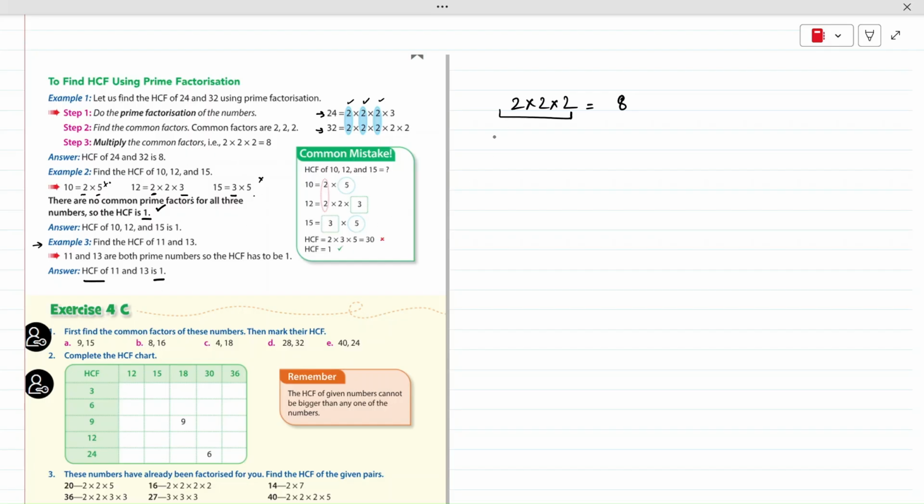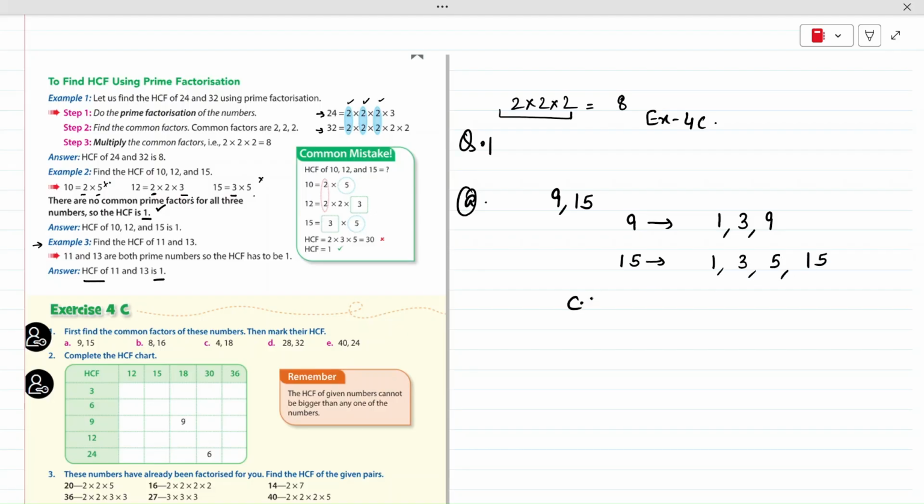Now, let's move to exercise 4C. Question number 1, Exercise 4C. Find the common factors of these numbers, then mark their HCF. So, here we have to use the common factor method. First one is 9 and 15. Let's do this. Factors of 9 are 1, 3 and 9 itself. Factors of 15 are 1, 3, 5 and 15.